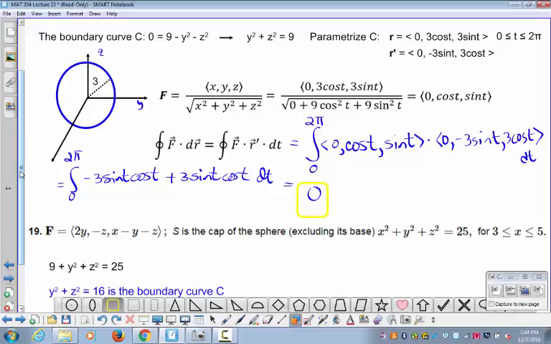Yeah, you absolutely could do that. Any parameterization will give you the same result. So you could do that parameterization, and you can parameterize it from 2 pi to 4 pi, you know, lots of different ways to do it.